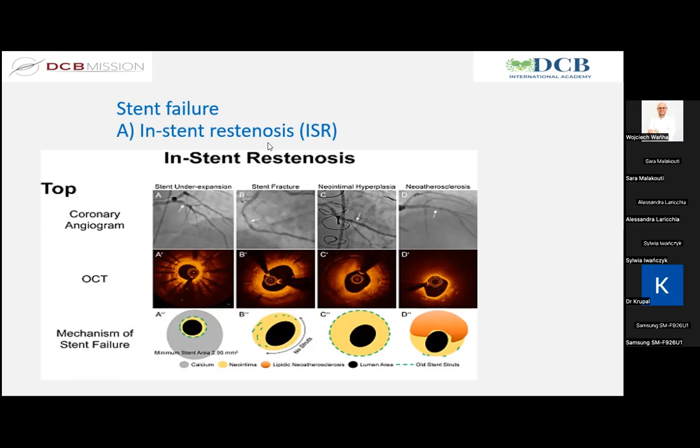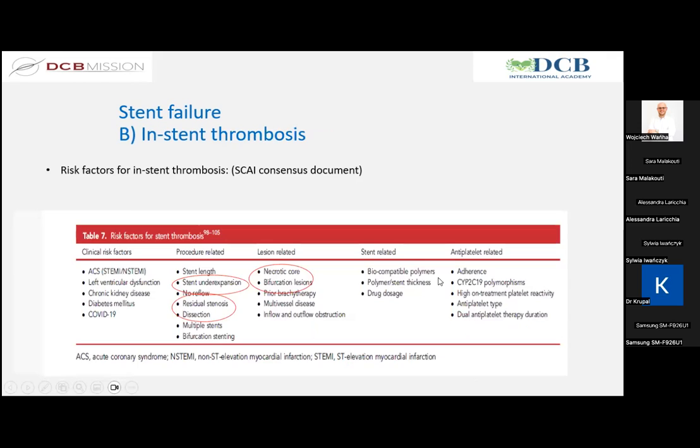Right. This image shows a possible mechanism of in-stent restenosis. On coronary angiogram, we cannot differentiate between these mechanisms, and OCT can differentiate between stent underexpansion like this. This is the stent, and this is the lumen, so the stent is grossly underexpanded. Second is the stent fracture, shown in 2 layers of stent on one side and no stent coverage on the other side. Third is the new intimal hyperplasia as this bright color. And this is the new atherosclerosis with a lipid-rich plaque.